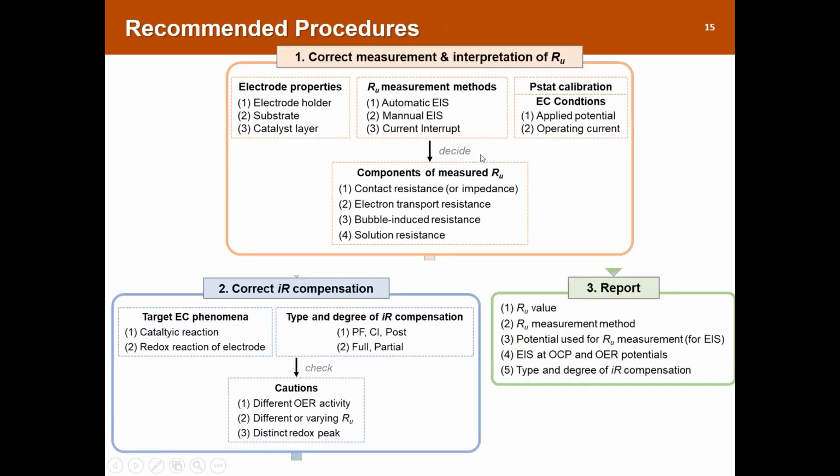Just to sum up, the principle of IR compensation is super simple. Just measure the RU using either impedance or current interruption, and do the IR compensation using one of the three methods. Very straightforward, but in reality, in a complicated electrochemical system, the electrode properties and the electrochemical conditions we use affect the meaning of the RU and its components. So we should keep in mind its impact and do the correct IR compensation. And this is all for today's talk, and I'm happy to take any questions if you have.